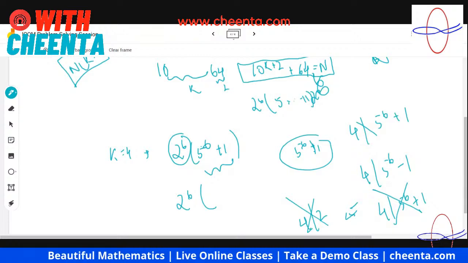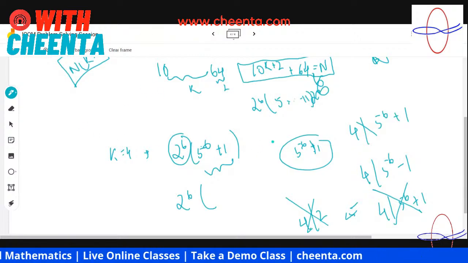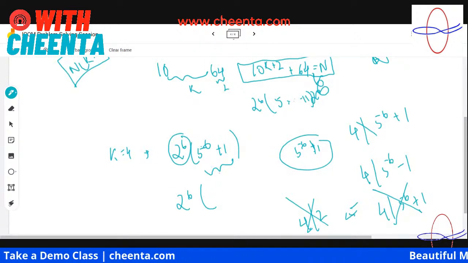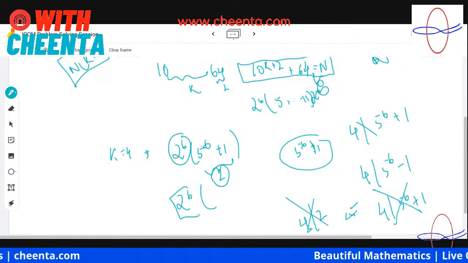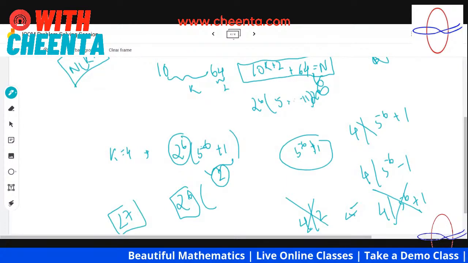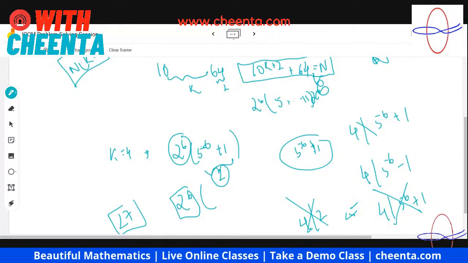So now, what is the idea? We know that it's odd plus odd, so 2 must divide it. So the maximum power of 2 that can divide this is 2, right? So therefore, it's 2 to the power 7. All of you understood this? Why is it 2 to the power 7? Yeah, all of you are right.